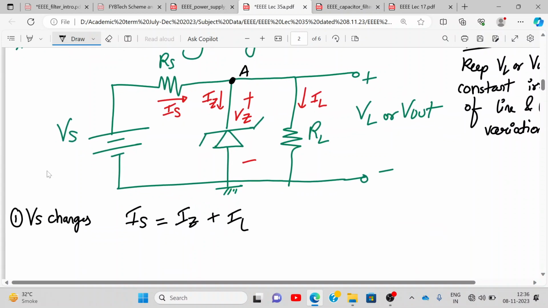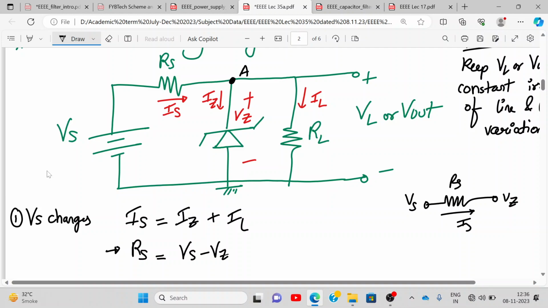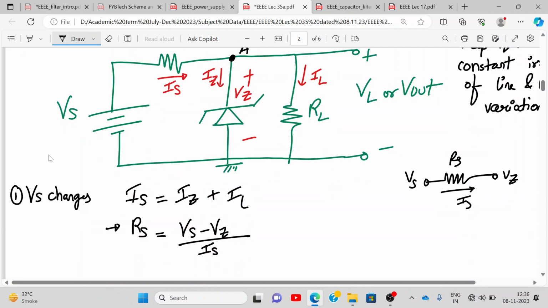Okay. Now tell me, how do we calculate current through this resistance RS? Simple. See, you have a resistor. On one side you have Vs, on the other side you have Vz, and this is RS. This is IS. Tell me how do you calculate RS now? Vs minus Vz upon IS, right? Yes or no? Now what is IS?